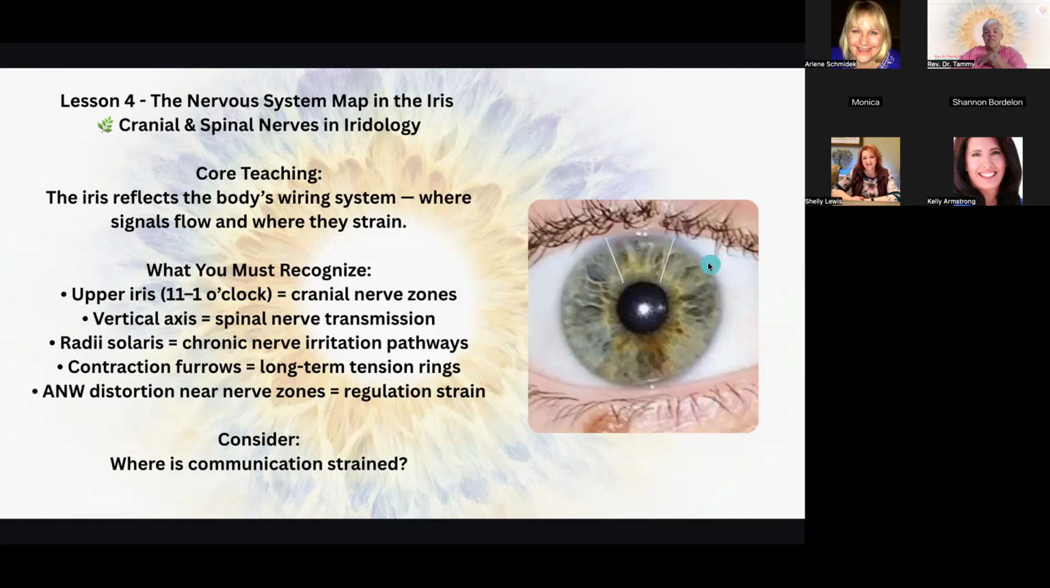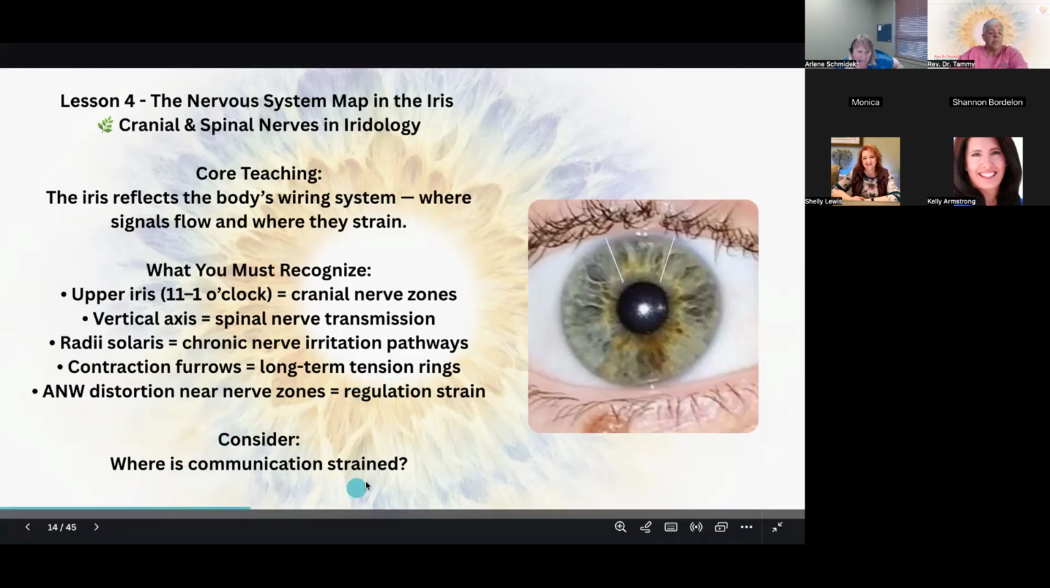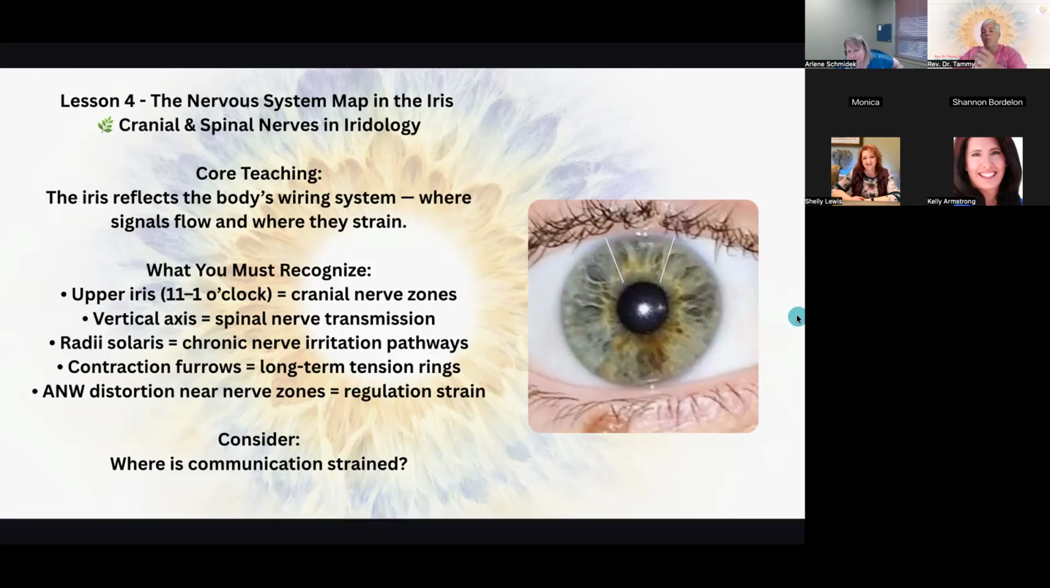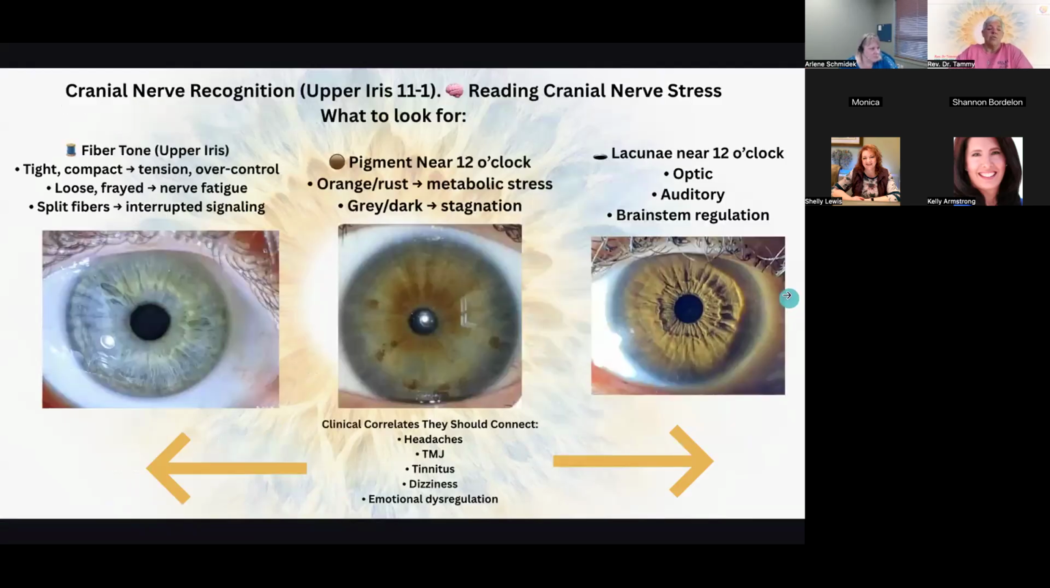This person, as much as they try, they just can't seem to calm themselves. They're not grounded. They're constantly in fight or flight. They're really struggling. So where is the communication strain? This is a person that you would sit down and just find out, what is their work life like? What is their home life like? What was their life like when they were growing up? This person has got a lot of stored stuff.